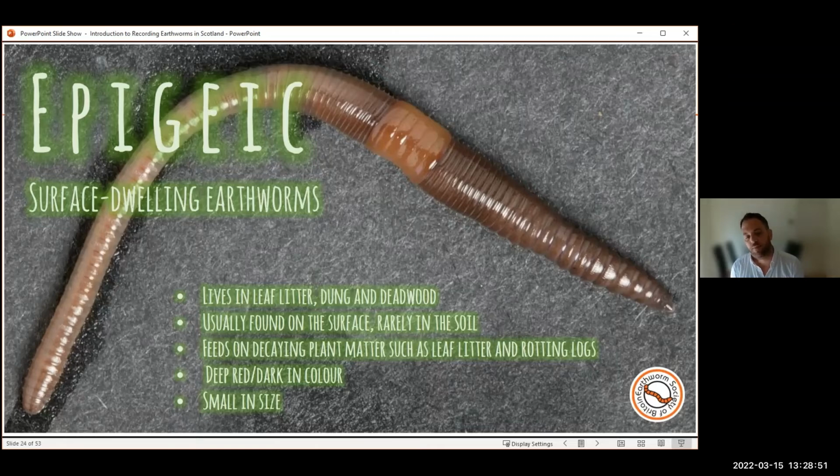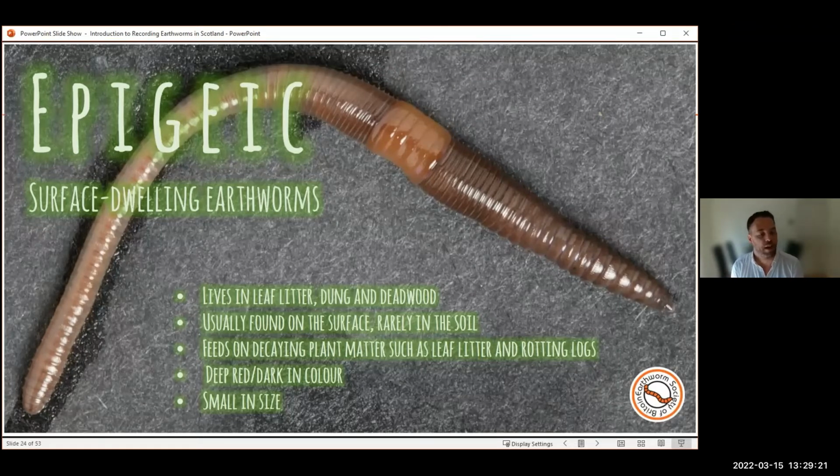Like the Anecic earthworms, they will have pigmentation. And usually, this one's a bit of a bad example actually, but usually that pigmentation will be a bit more uniform across the earthworm, so the tail end won't be as pale as you would get in an Anecic earthworm. So how do you tell an Epigeic from an Anecic earthworm? Well, it tends to be size. These are our smallest earthworms, the Epigeics. So these are much smaller in size.